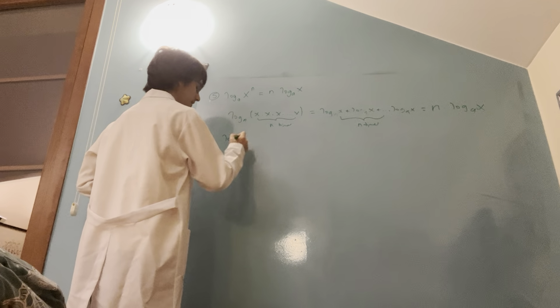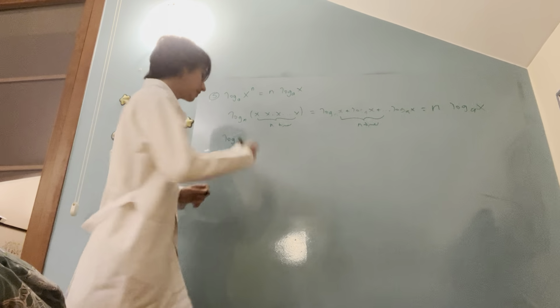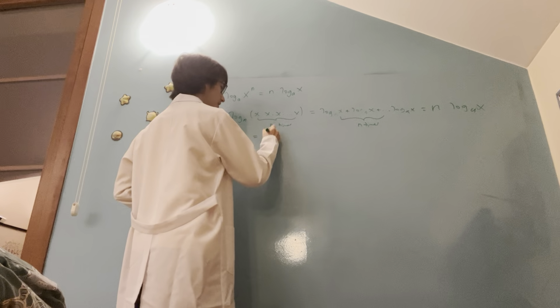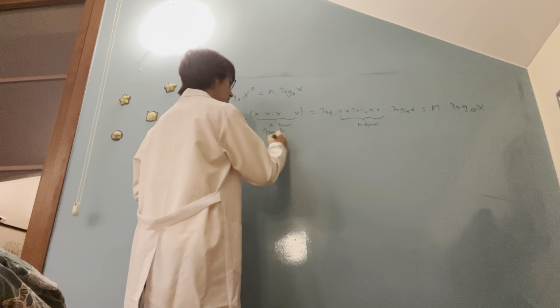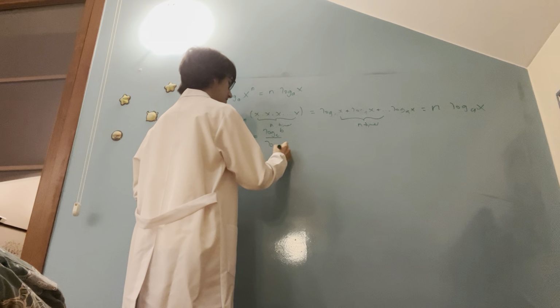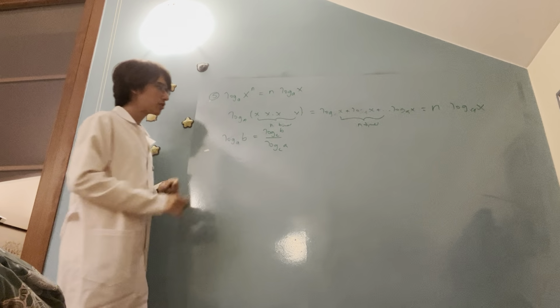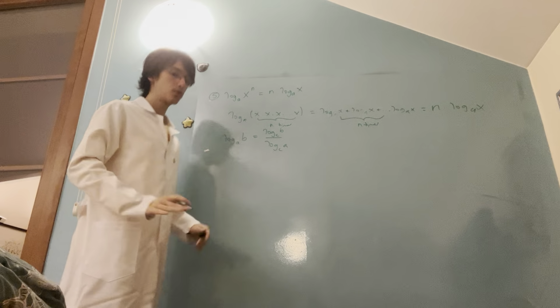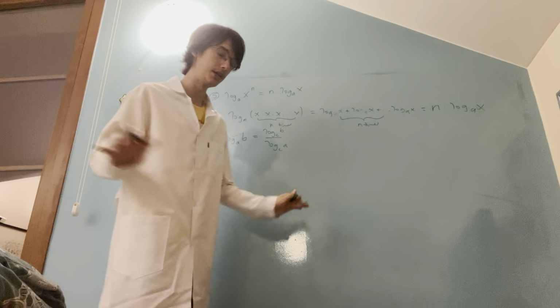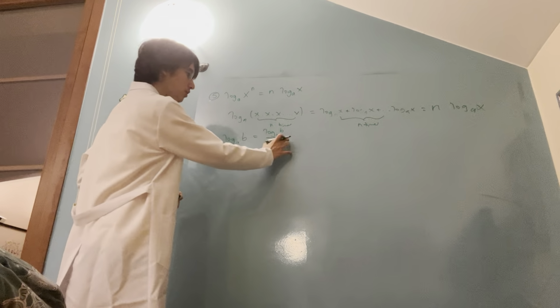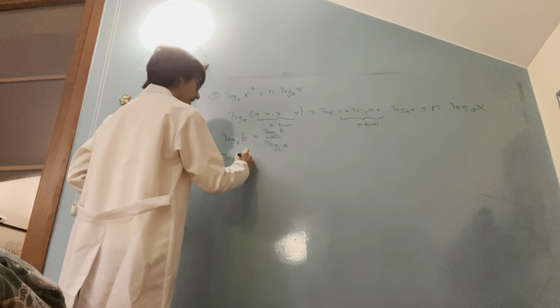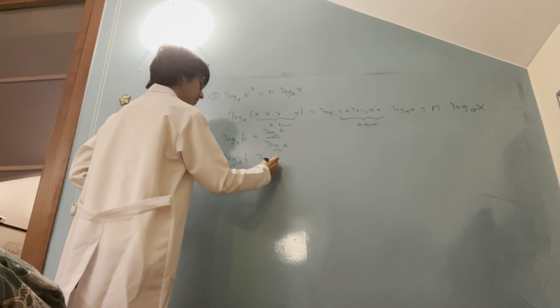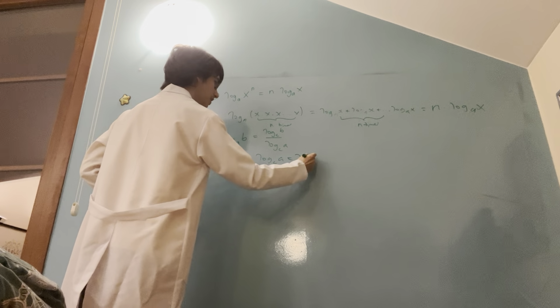Log base a of b is equal to log base c of b over log base c of a, where c is an arbitrary constant. This is what we're trying to prove. The textbook proof is so long and so tedious, I'm not going to do that. Instead, I'm going to pull this term to the left: log a b times log c a is equal to log c b.